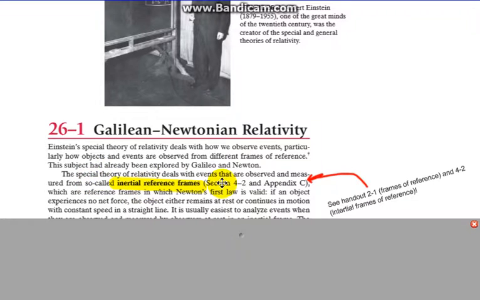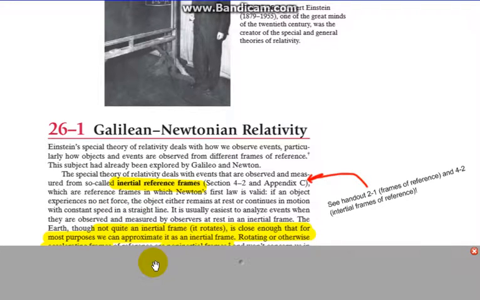The special theory of relativity deals with events that are observed and measured from the so-called inertial reference frames. And we talked about that in the earlier section 4.2. So, frames that are at rest, or frames that are moving at constant velocity. In these reference frames, Newton's first law is valid. An object at rest will stay at rest, or an object in motion moving with a constant velocity will maintain that motion, if, of course, the object experiences no net force, no unbalanced force, which happens when bodies start accelerating. The object either remains at rest or continues in motion with constant speed in a straight line, which is velocity.